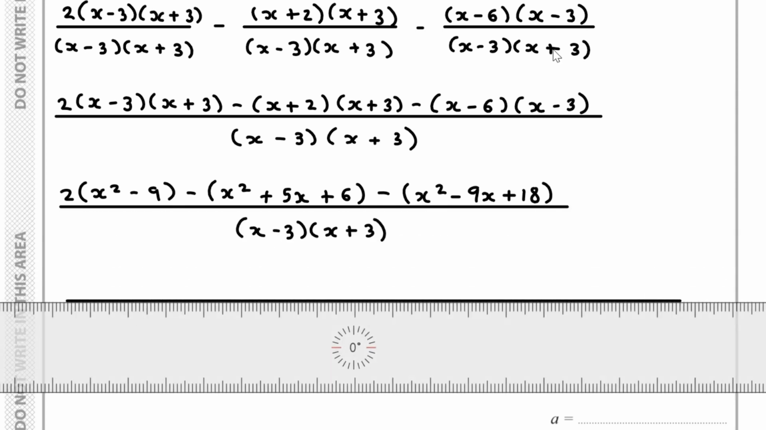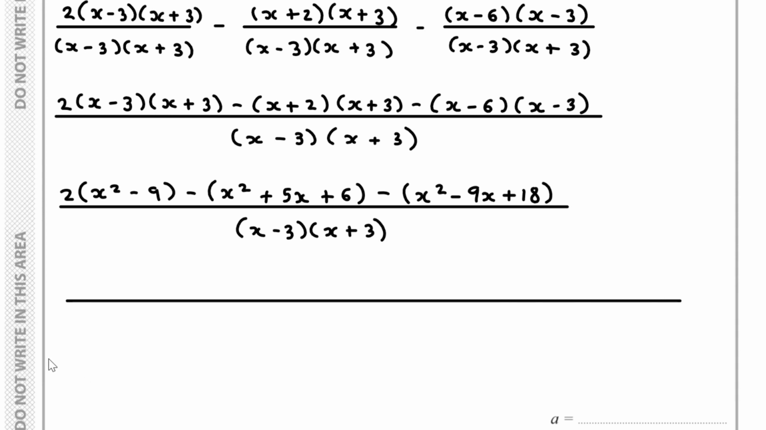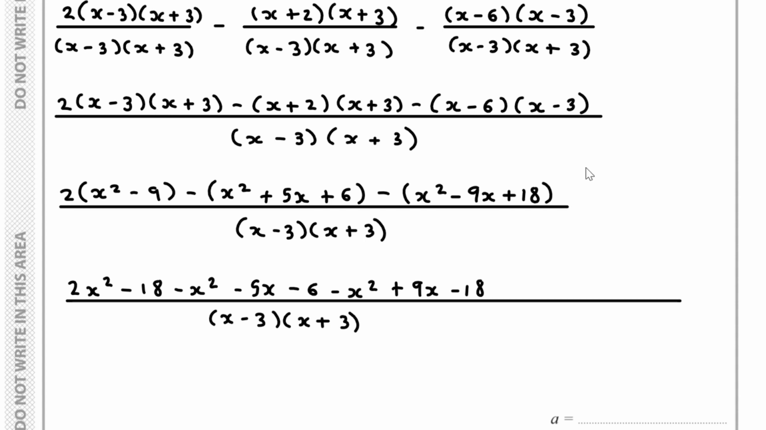So, let's tidy this up even further. Well, we've got 2 times by x squared, that's 2x squared, 2 times by minus 9, that's minus 18, and then here I've got minus x squared, and then I've got minus 5x, and then minus 6, and then I've got minus x squared, and then here I've got plus 9x, and then I've got minus 18. And on the bottom, we've got x minus 3 lots of x plus 3.